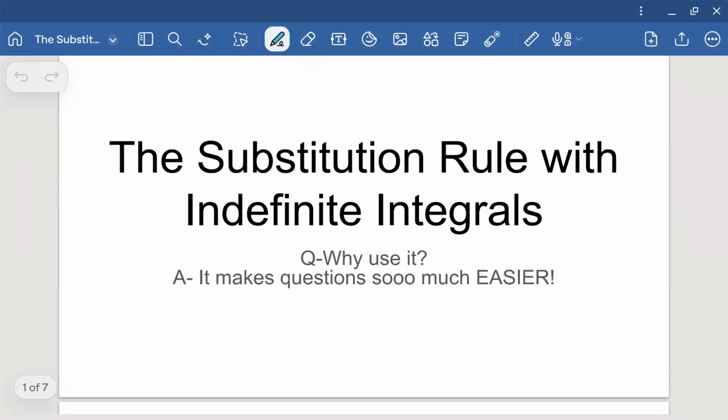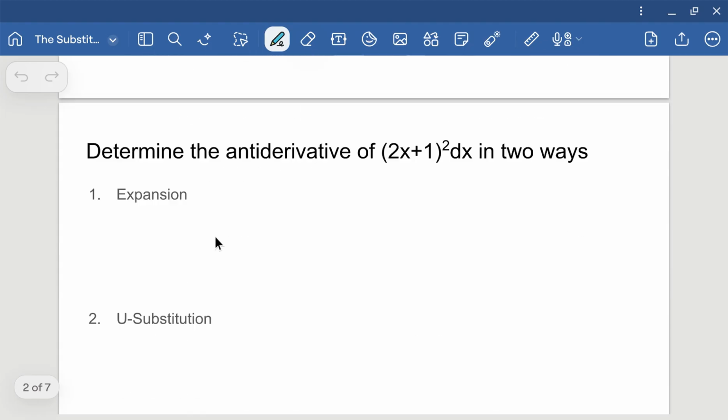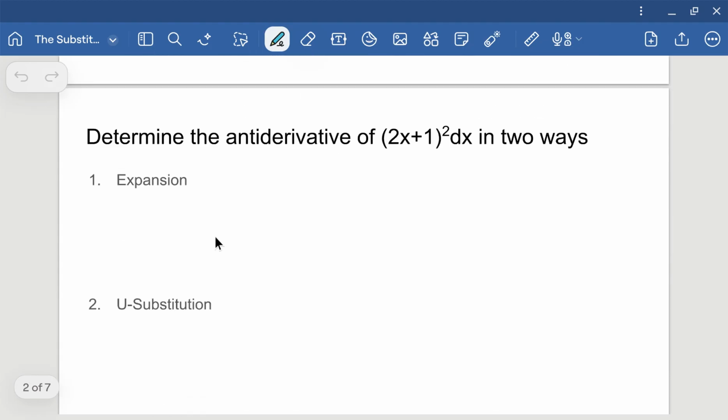Okay, so continuing with the indefinite integral, you might notice that some questions are very long and confusing, and the way to make it easier is to use the substitution rule. So this is just showing, if you did take the antiderivative, how we can get there. So the first part is expansion.